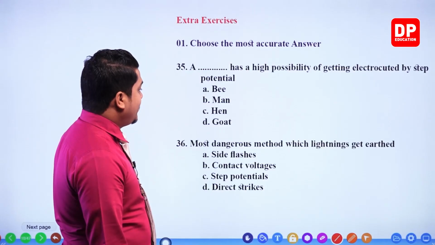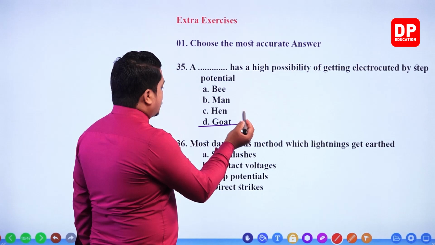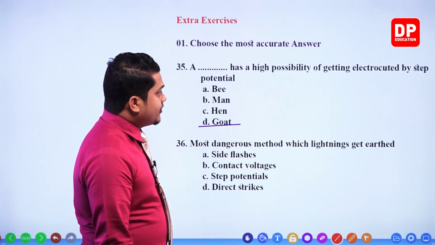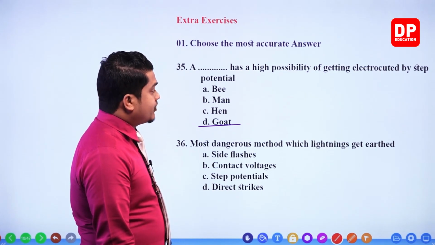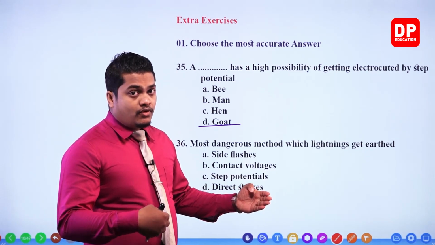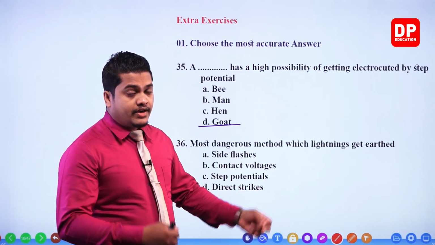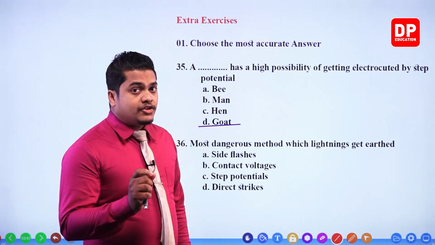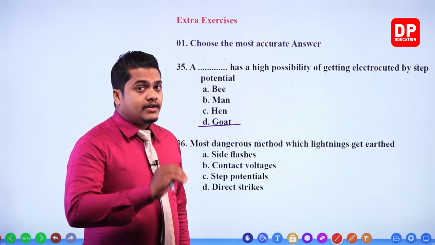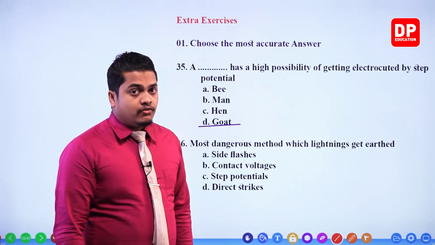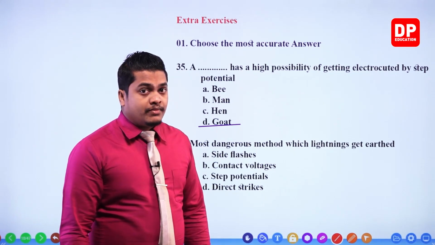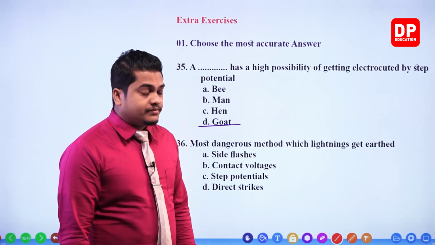Next one. A blank has a high possibility of getting electrocuted by step potential. Man, hen, goat. A quadruped, can you remember? A quadruped has a high possibility of getting electrocuted by step potential because the length between the forelimbs and the hind limbs is somewhat greater. Therefore a voltage difference could be created between the forelimbs and hind limbs, creating an electric current through it. So a goat has a high possibility of getting electrocuted by step potential.